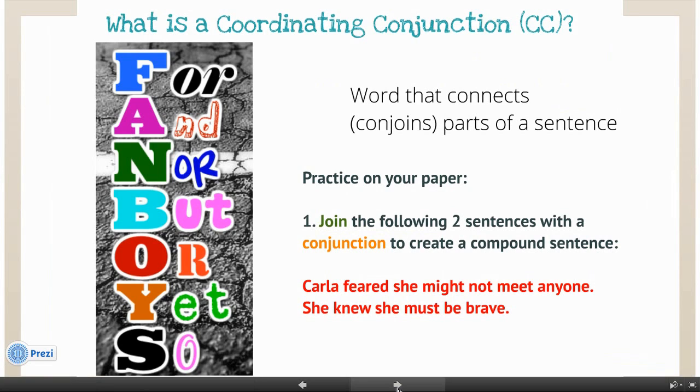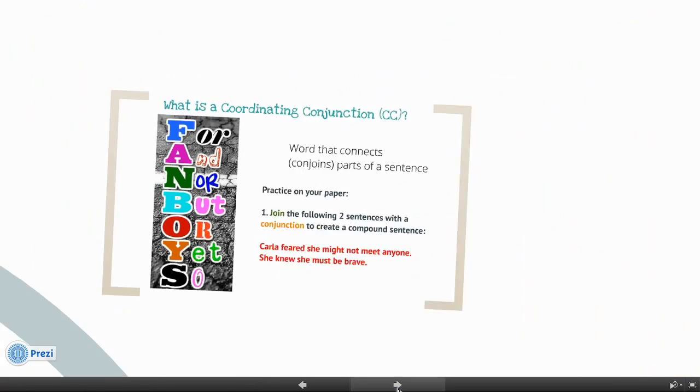Now, practice on your own paper joining the following two sentences with a conjunction to create a compound sentence. So the sentences are, Carla feared she might not meet anyone. She knew she must be brave. Take a minute and think about what coordinating conjunction would work best to connect those two sentences. And then write the two sentences on your sheet of paper in a new format of a compound sentence using that coordinating conjunction.